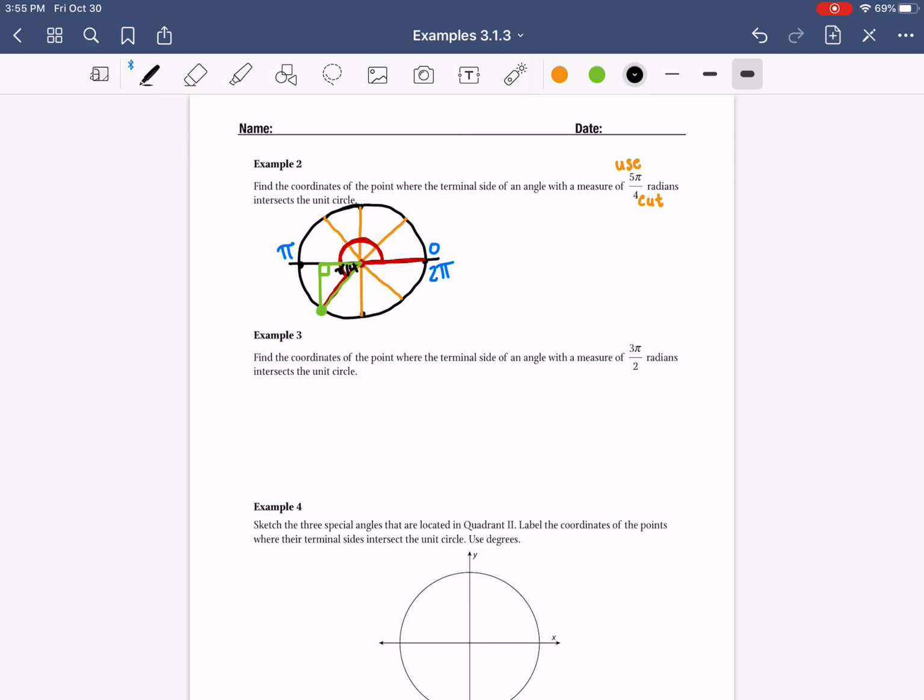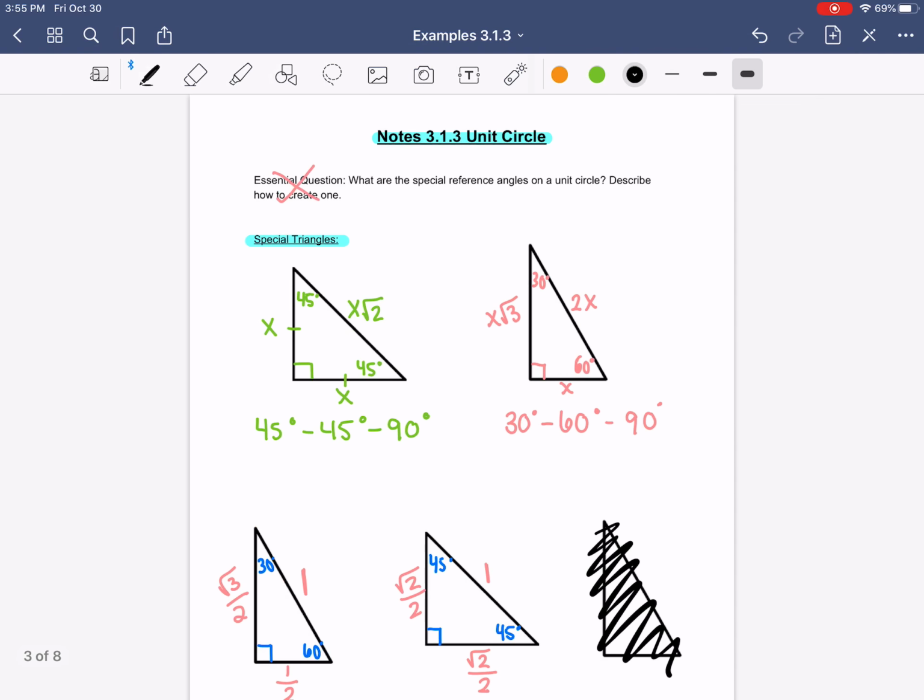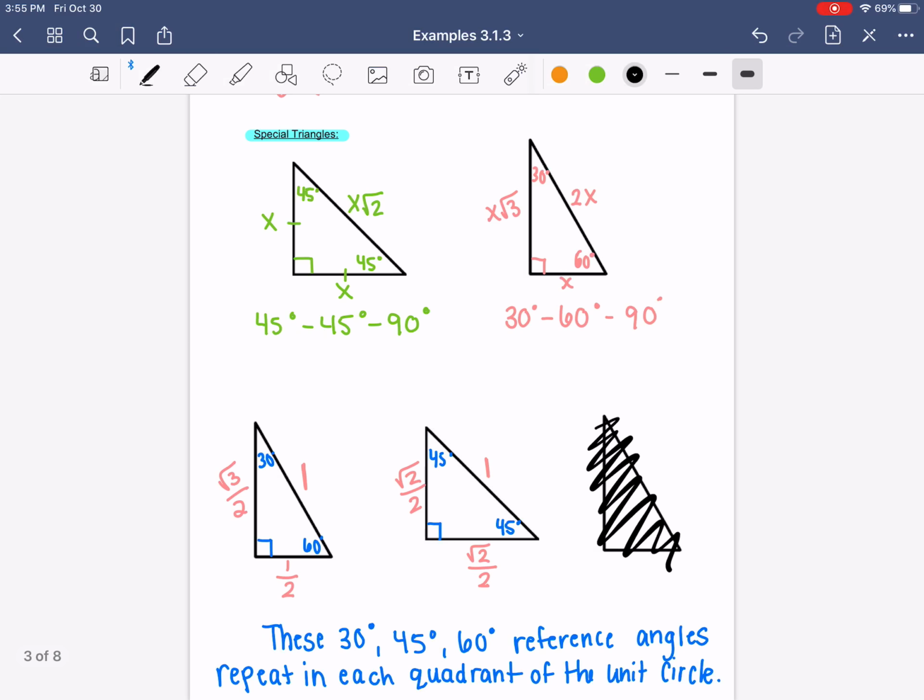So in my notes page, I should have you guys write down what these angles are in radians. 45 degrees is equal to pi over 4. 30 degrees is equal to pi over 6. And 60 degrees is equal to pi over 3. So those are 3 things that we should kind of commit to memory, is that 45 degrees is pi over 4. How I remember that one is that they both start with a 4.